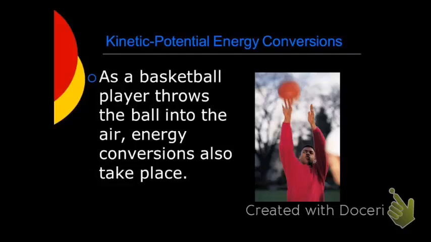Where does the ball have the most kinetic energy? Where is it going the fastest? Isaiah? It goes down. Right, when it goes down through the hoop and hits the floor. The more time it has traveling down, the more speed it gains. Gravity, the more time gravity pulls down, then the more speed the object, in this case the basketball, gains.